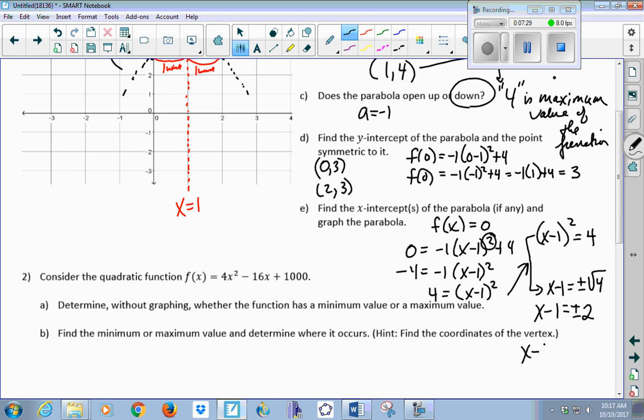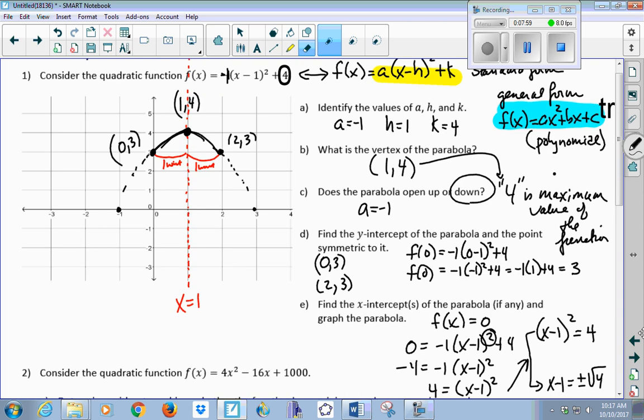So x minus 1 equals 2 means x is 3, and x minus 1 equaling -2 means x equals, let me make that a little bit clearer. I got close to the edge there, so move in a little closer. x minus 1 equals -2. When you add 1 to both sides, you get x equals -1. So we've got (-1, 0) and (3, 0).